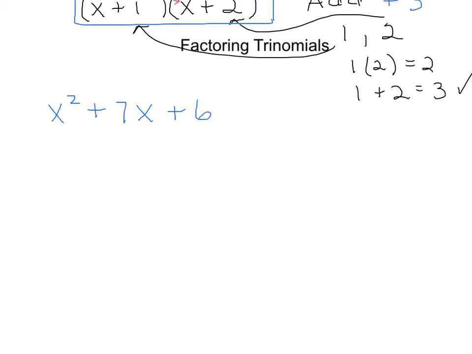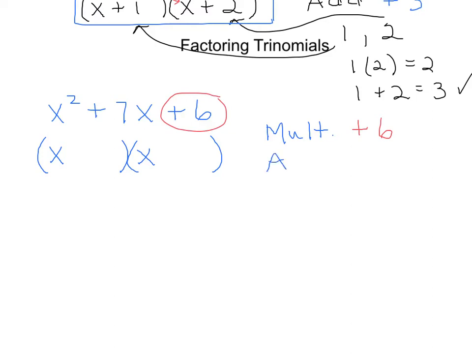Okay, so in this problem, again, we're working on reversing FOIL. So we're looking at two binomials, or to find two binomials. We know the first term in each will be x, but the question is, what will be the back terms that go with them? So, as we just explained, we're looking for two numbers that multiply to our back number. So in this case, that's +6. Two numbers that multiply to +6. But these numbers also have to add to the number in the middle, which in this problem is +7.